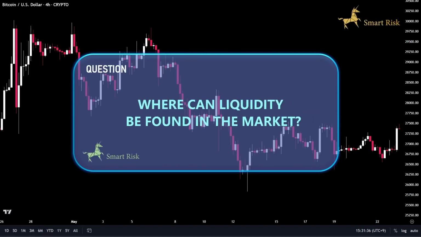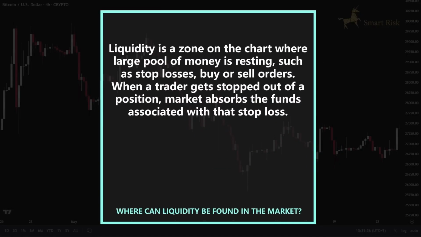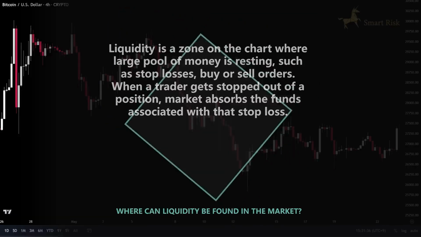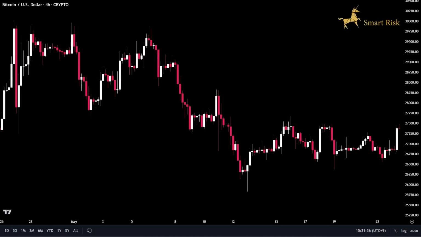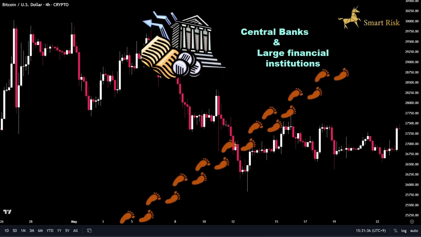Where can liquidity be found in the market? Liquidity is a zone on the chart where a large pool of money is resting, such as stop losses and buy or sell orders. When a trader gets stopped out of a position, the market absorbs the funds associated with that stop loss. It is often speculated that central banks or large financial institutions may manipulate the market, creating scenarios that deceive traders into believing they have a clear understanding of price action.